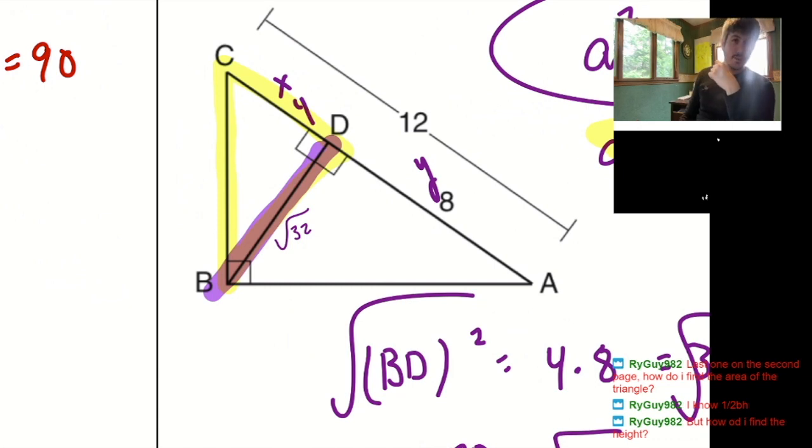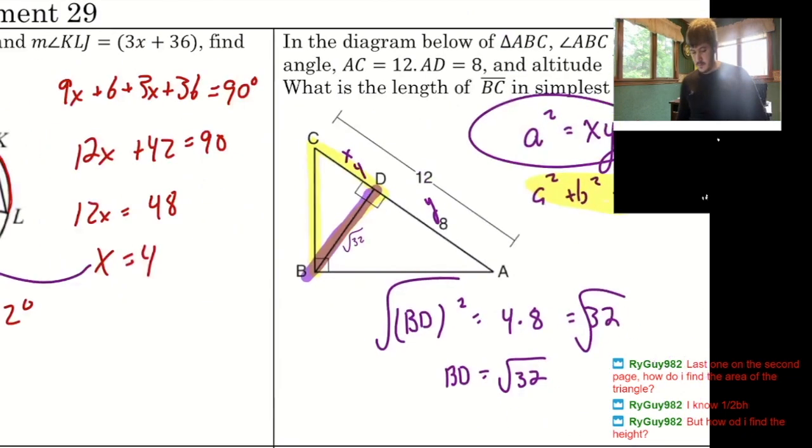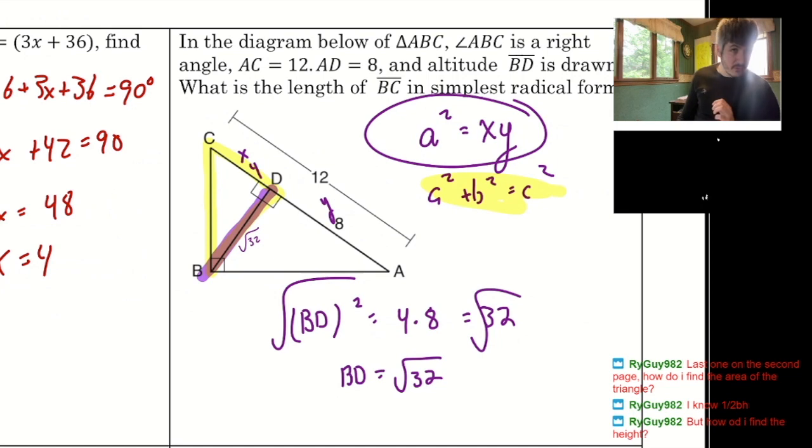So now just plug in the Pythagorean theorem and then tell me what you get. I think you should get square root of 48. And you do have to put that in simplest radical form, because the square root of 48 can be broken down in the simplest radical form.